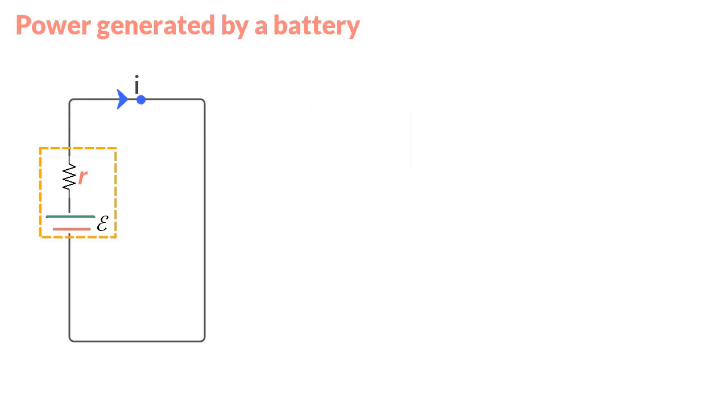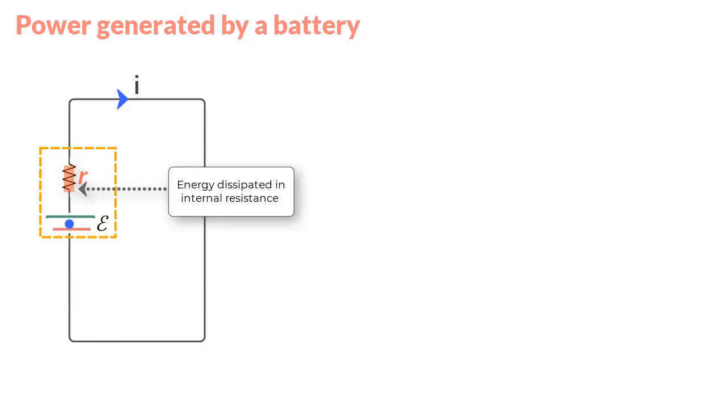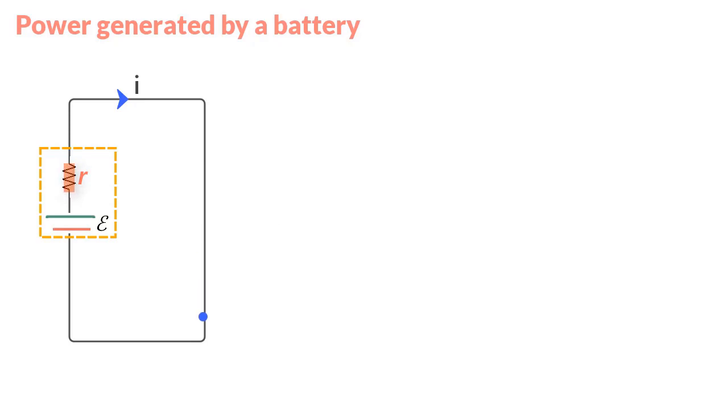And since any EMF device, like a battery here, would have an internal resistance, some energy would get wasted there. So let us see how power, current, and EMF of a battery relate through a simple equation. Well, we know that the power a battery can generate is I times V, where V is the terminal potential difference and I is the current in the circuit.